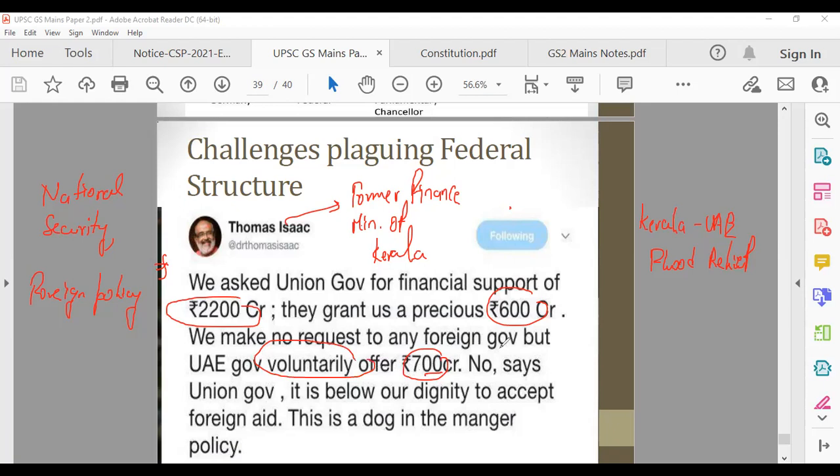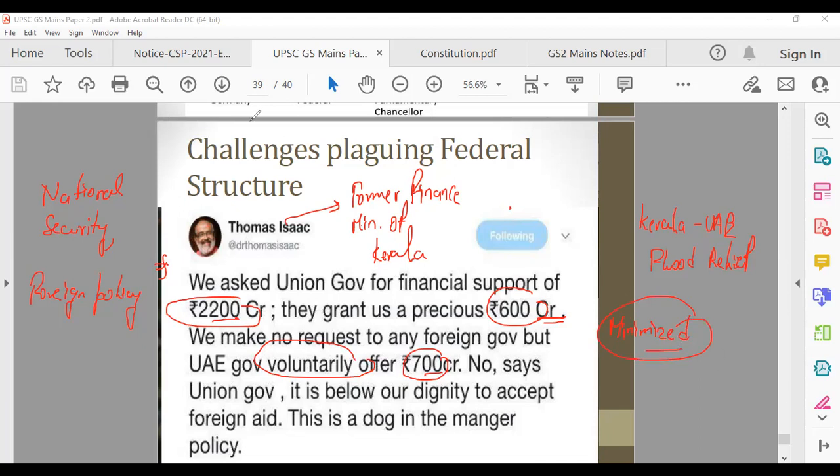We were asking for 2200 crore. You gave us only 600 crore. So you can see there is a tussle here. There's a tussle between union and state. And these kinds of tussles have to be minimized by promoting cooperative and competitive federalism. So we'll talk more about that. So this is just one of the issues which you can see.